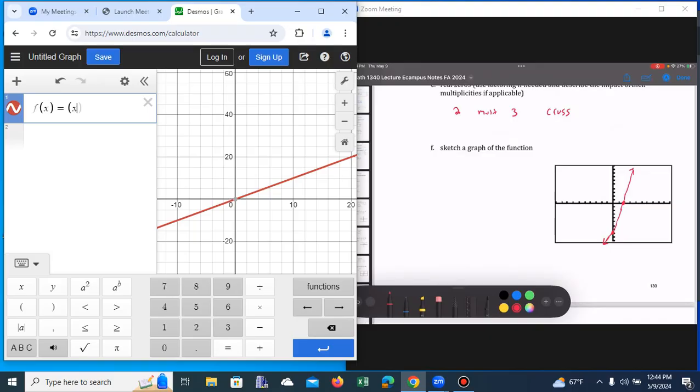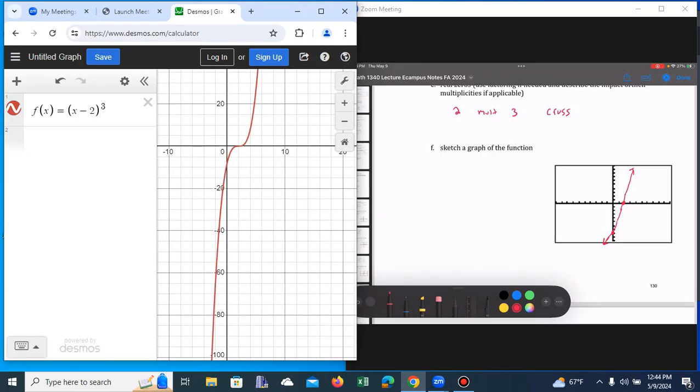So (x - 2) cubed. At (0, -8) and (2, 0), it comes up and crosses. May have slanted this over too much. Alright.